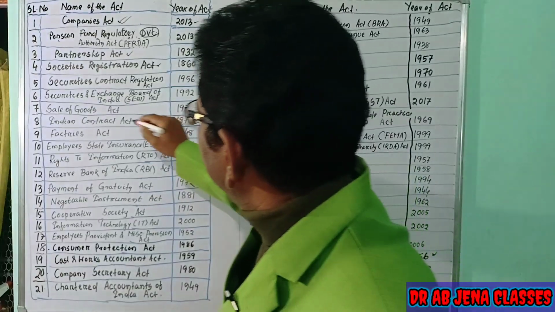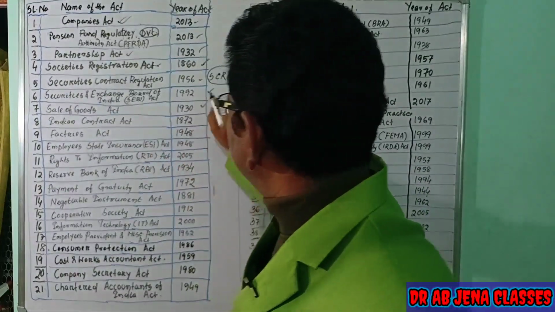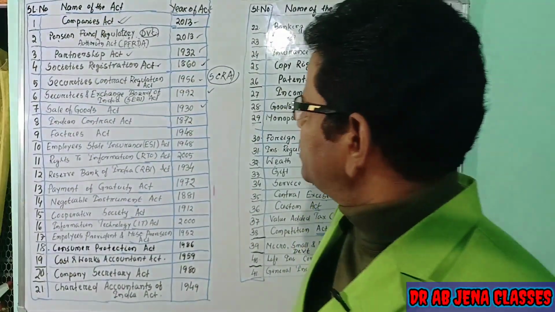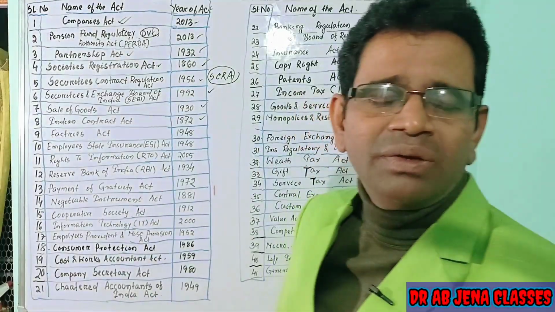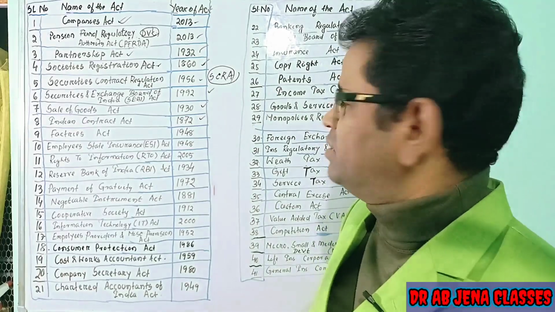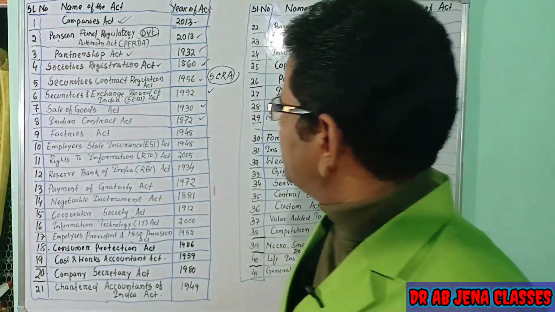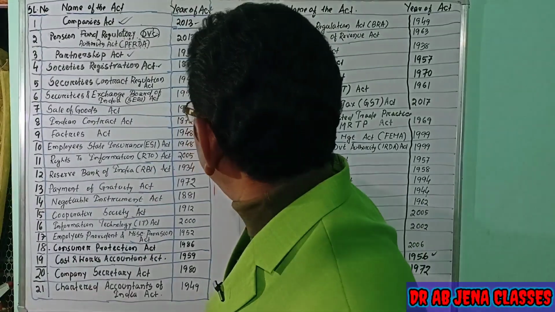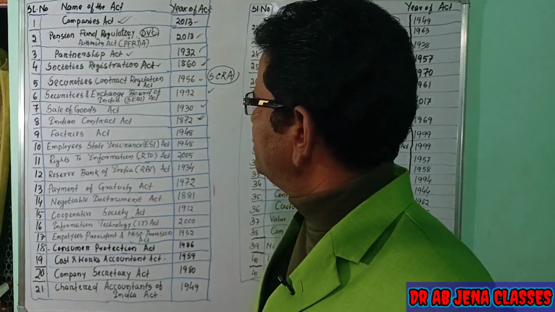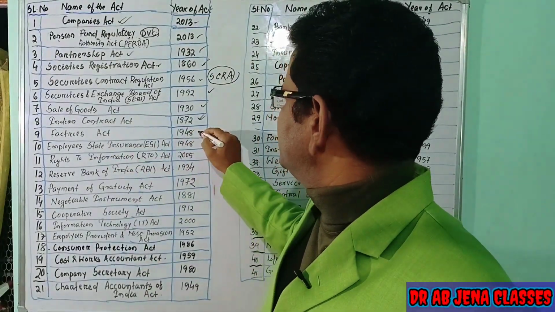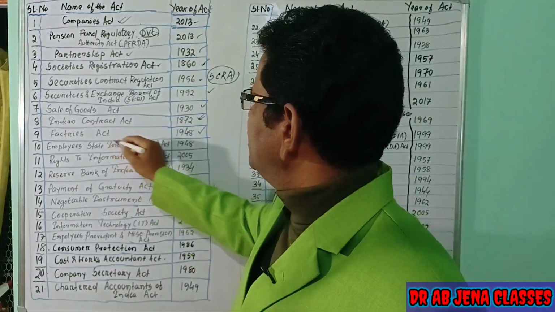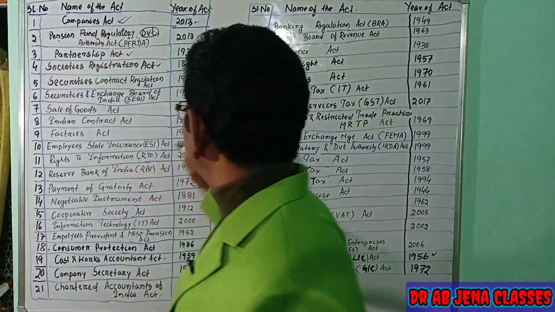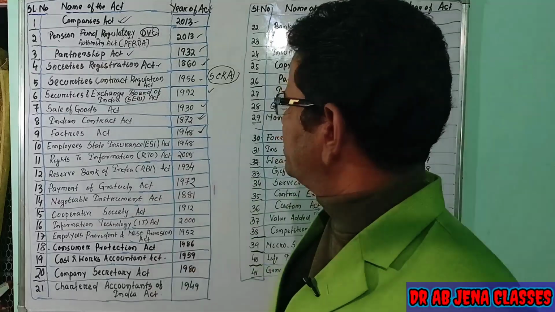Come to the Sale of Goods Act, which is business law or commercial law. You are studying the Sale of Goods Act, it's 1930. Come to the next one, the Indian Contract Act. You are also studying it in commercial law, business law. The Indian Contract Act is 1872. So the Indian Factories Act, it's 1948. Again I am repeating, the Indian Factories Act is 1948.